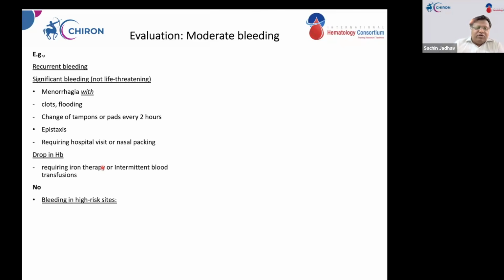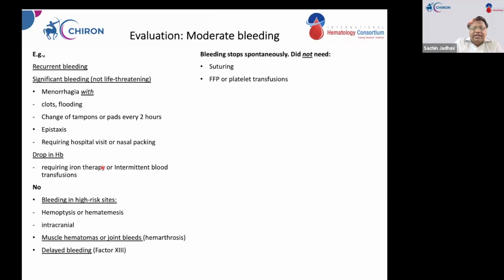However, they don't have bleeding in high risk sites. So, no hemoptysis, hematemesis, intracranial, muscle hematoma, joint, no delayed bleeding as in factor 13. The bleeding stops spontaneously, doesn't really require major intervention. And in these patients, yes, they are moderate.